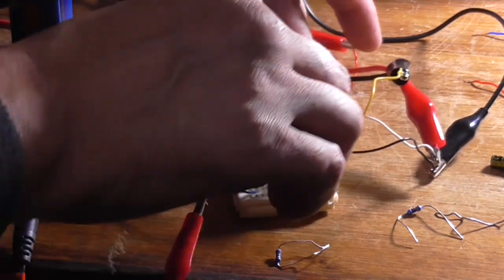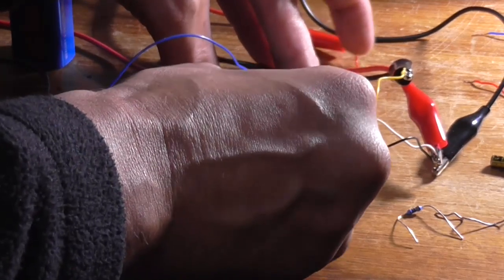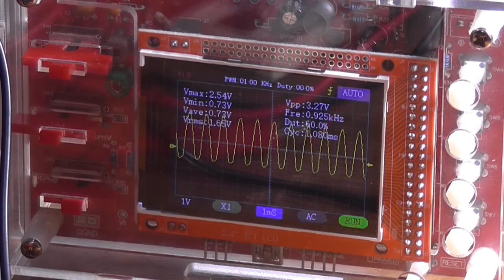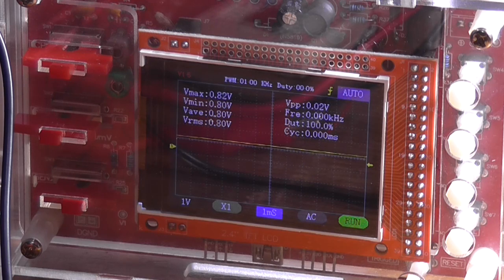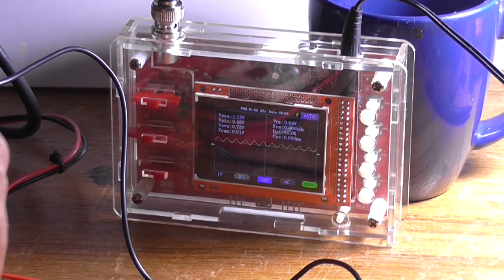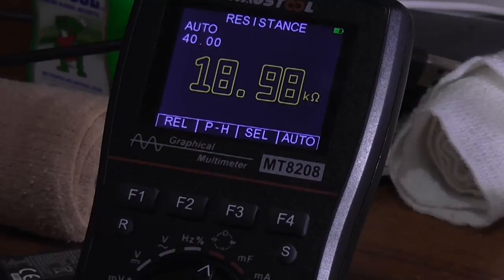I'll just insert this where the 10K was. Obviously the variable resistor's been removed. Yeah, that doesn't like that too much when you quickly rotate the control. Alright, let me try the 10K again. Still a bit jumpy. Maybe that's how it was. Right, the resistance of that pot is closer to 18 kiloohms, so I'm going to call it at 18 kiloohms.